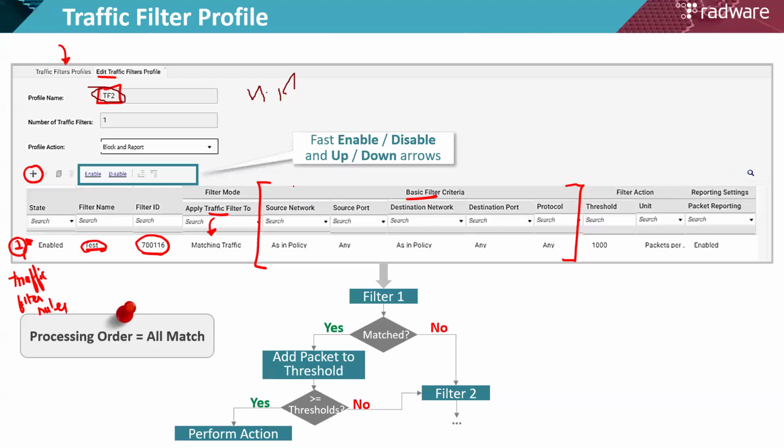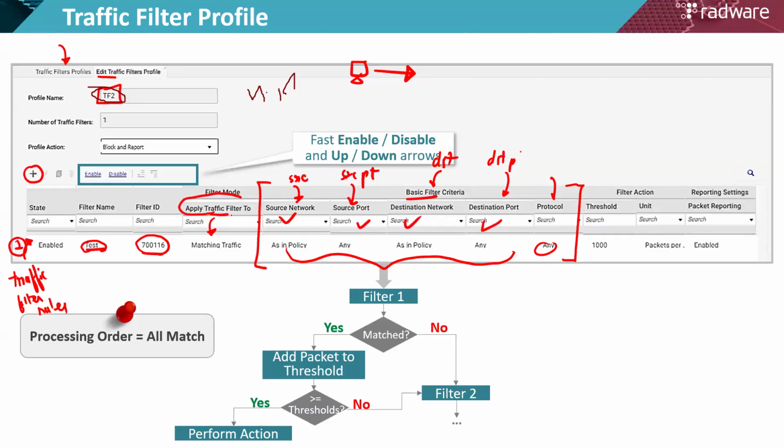So the packet should come from this source, it should have the source port as this, and it should be going towards this destination IP, sorry, the destination network. It should have the destination port listed as this, and the protocol should be this. So this is the criteria. Now, if the incoming request from the client is matching these criteria, in that case we will be applying the traffic filter action, which is to block and report on the matching logic.